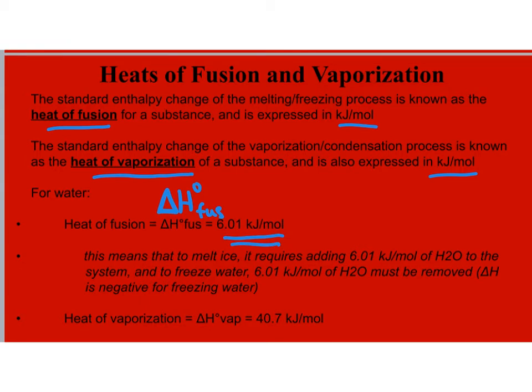That means if I want to melt ice, for every mole of ice I have to add 6.01 kilojoules of energy to the system. To freeze water, I have to take 6.01 kilojoules of energy out for every mole of water I have. The heat of vaporization for water is also similar. Once again, it's written kind of funny, but delta H of vaporization is 40.7 kilojoules per mole. So it's a lot more energy to boil or condense than it is to freeze and melt.